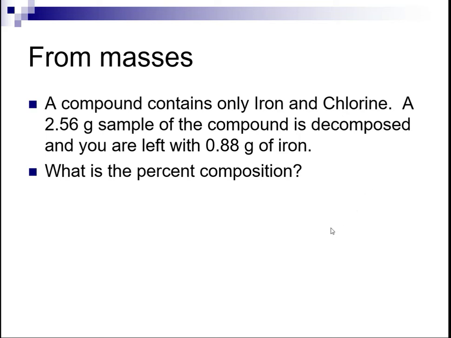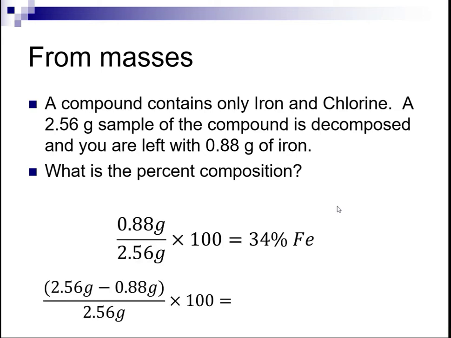Well, the first thing you would do is figure out the percent iron. Well, the percent iron is 0.88 grams of iron divided by the grams total, and times 100, you find out you have 34%. Sig figs: 0.88, 2 sig figs, 34.